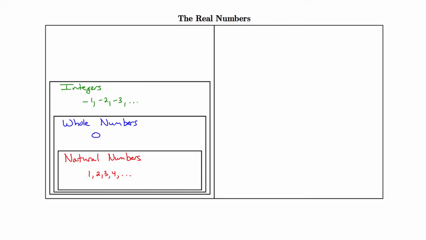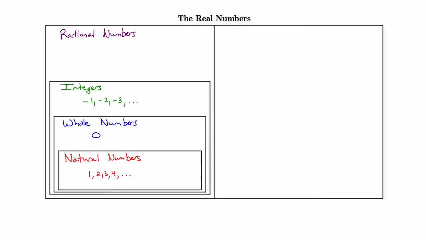Again, every whole number and every natural number is an integer, but not every integer is a whole number or a natural number. The final set on the left side of our diagram is what we call the rational numbers. The set of rational numbers is built up of all the numbers from the number line that can be written as a fraction of two integers.